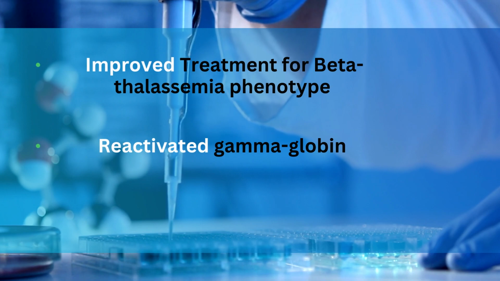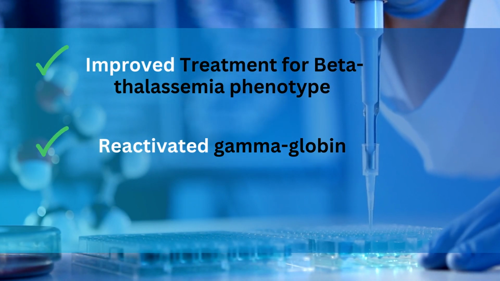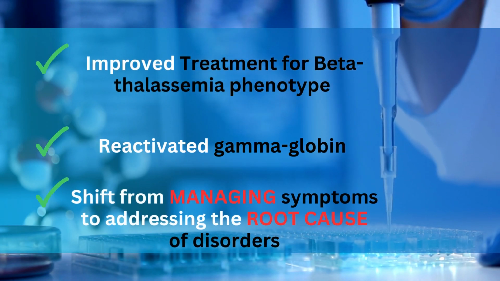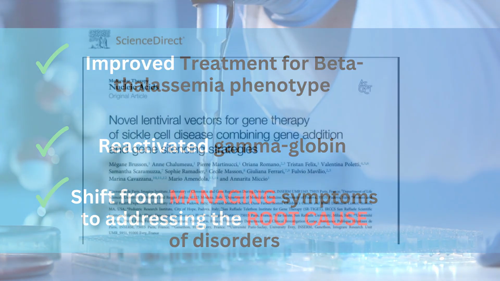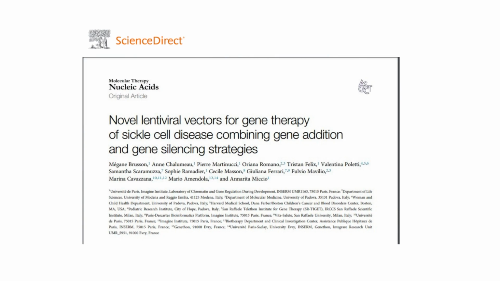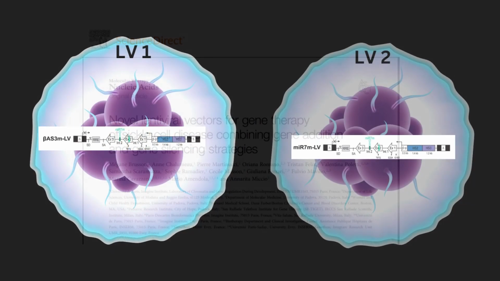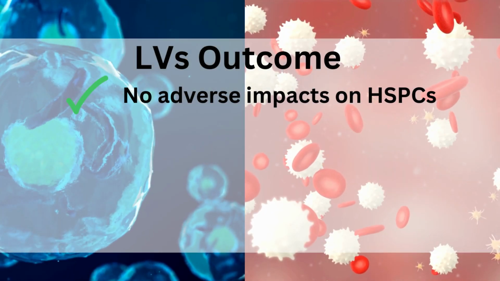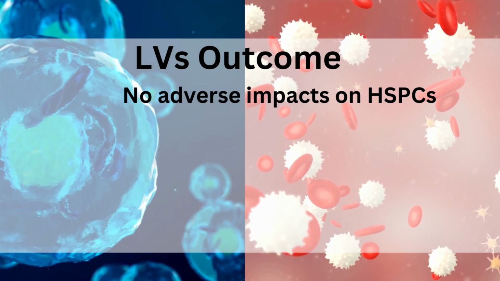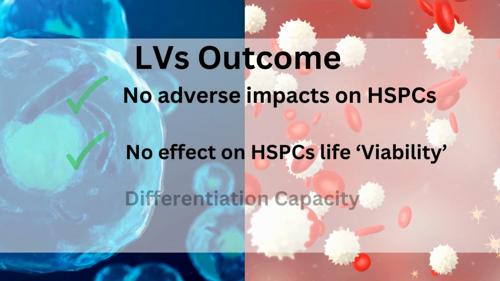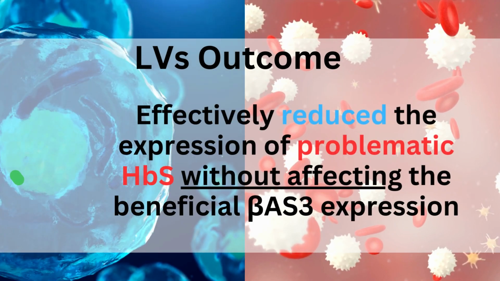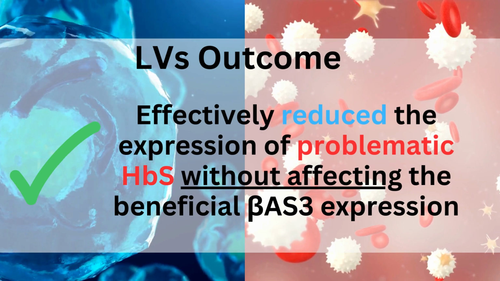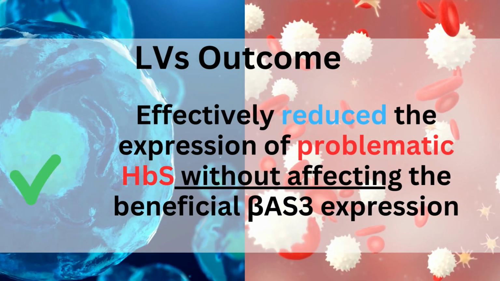Ultimately, this improves the phenotype for beta thalassemia. This result suggests a potential shift from merely managing symptoms to addressing the root cause of the disorder. Within this particular study, the researchers found that the new vectors, beta AS3M/MIR7M, did not show any adverse impacts on HSPC cells in regard to their viability or differentiation capacity. Furthermore, it effectively reduced the expression of problematic HBS without affecting their beneficial beta AS3 expression.